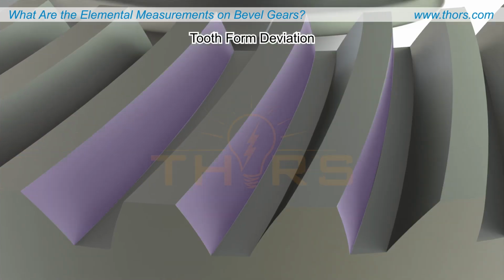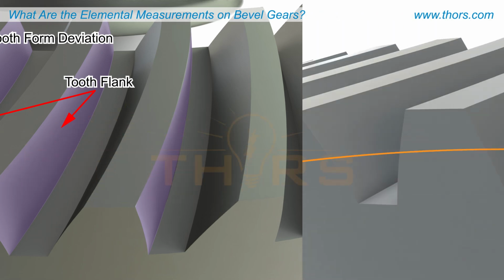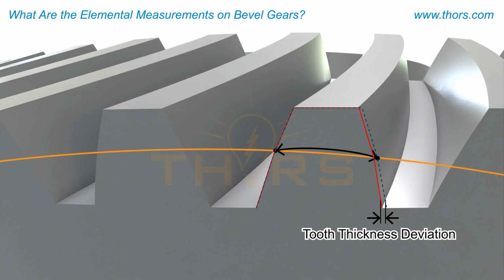Tooth form deviation evaluates how much the actual tooth flank geometry of a bevel gear differs from the theoretical design. Tooth thickness deviation measures the difference between the actual thickness of a bevel gear tooth and its design thickness.